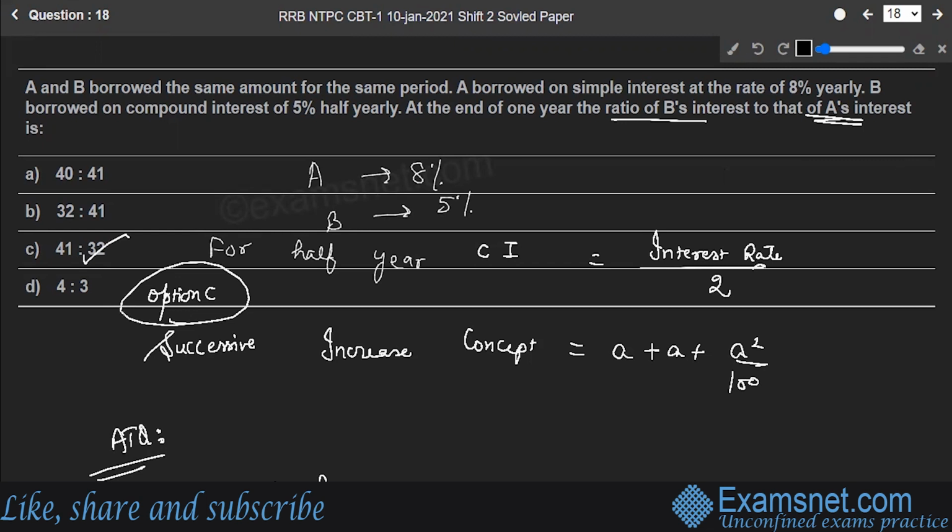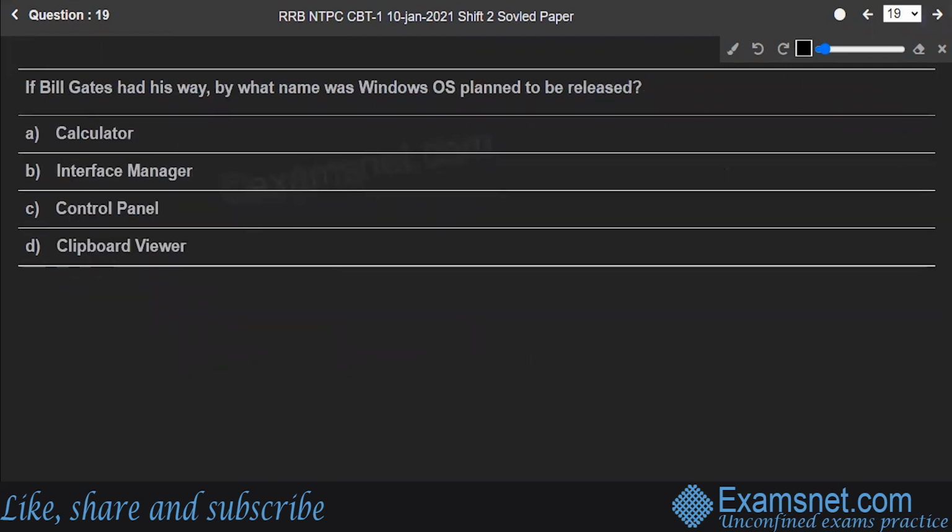Hope you got this. Next is question number 19. If Bill Gates had his way, by what name was Windows OS planned to be released? Is it calculator, interface manager, control panel, or clipboard viewer? Well, if Bill Gates had his own way, Windows OS, that is operating system, would have been released by the name of interface manager.